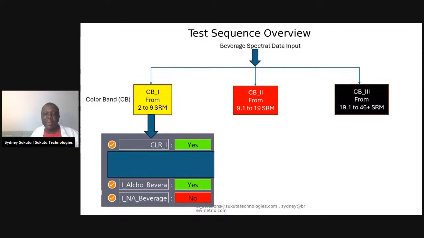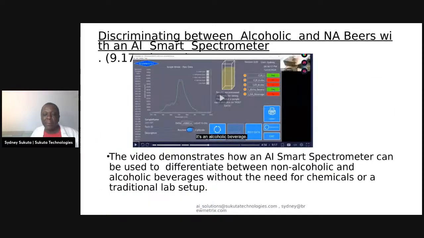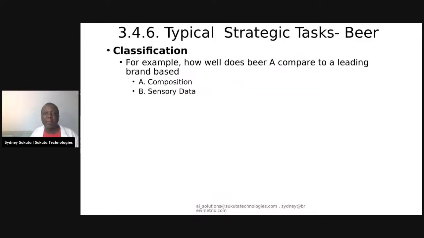But I want you to understand this when you see the GUI. I have here a video that explains that. In this video, we demonstrate that an AI smart spectrometer can be used to differentiate between non-alcoholic and alcoholic beverages without the need for chemicals or traditional setups. So let's take a look.